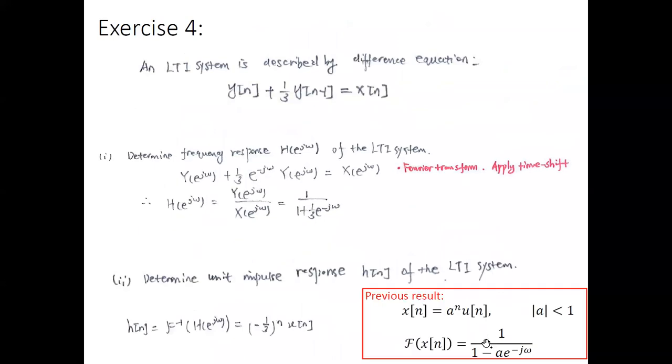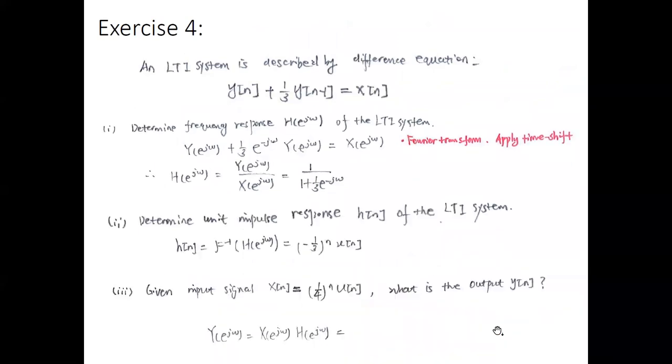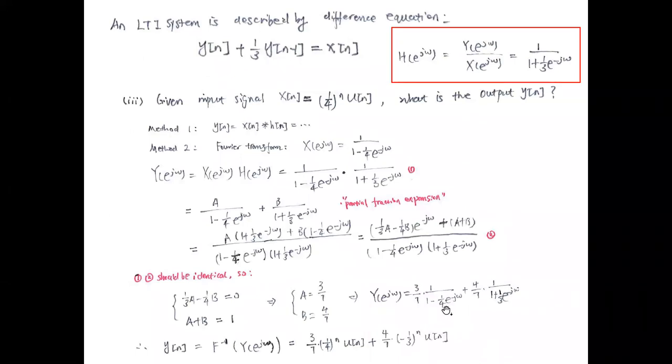Because in this formula, this is a minus sign, minus a, right? So here -1/4, it is +1/4 to the power n. +1/3, it is -1/3 to the power n. And this function of n, the signal over time n, is our output y[n].